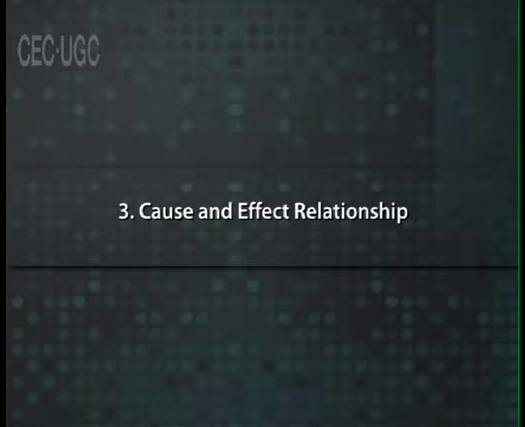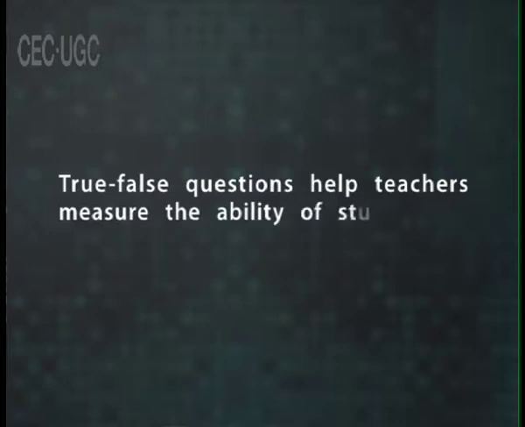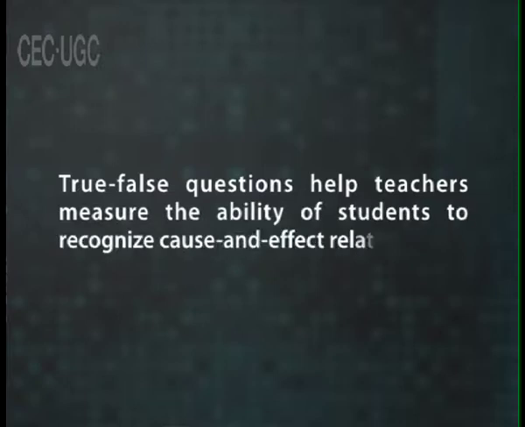Here, two declarative sentences are given. The first statement is a fact because the Constitution of India is indeed the highest law of our country, but the second statement is not a fact, it is only an opinion. 3. Cause and effect relationship. True false questions help teachers measure the ability of students to recognize cause and effect relationships. Such questions usually contain two propositions in one statement, and students are to identify whether the relationship between these two propositions is true or false.